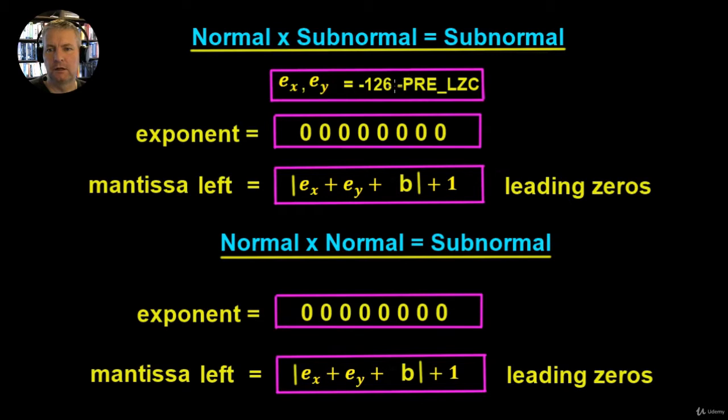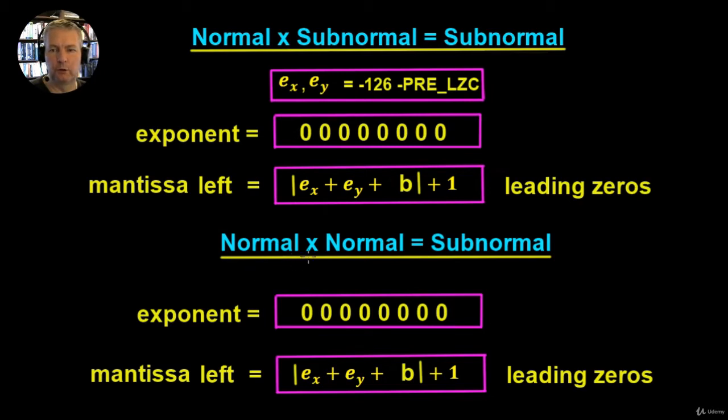For this one here, we're going to have to change the unbiased exponent. So the unbiased exponent is going to be given by -126 minus the pre-leading 0 count. We're going to force the exponent to a value of 0 for the final result. And the mantissa is going to be a left shift by this amount here, which is the ex plus ey plus b plus 1. And again, this ex or the ey will be biased in this particular fashion above.